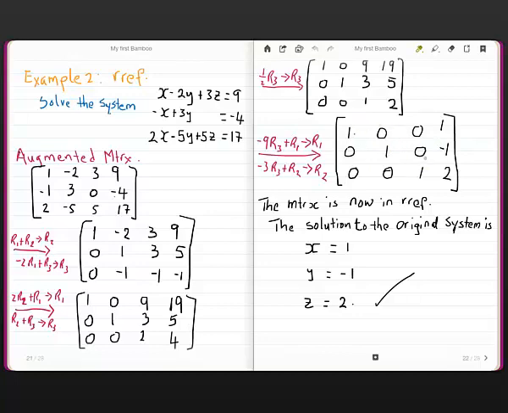rref, that is a reduced row echelon form, and we can read off the solution directly. X equals 1, Y equals negative 1, and Z equals 2. You would now see why from this position we would mostly reduce a system to an rref instead of an ref, because we would be able to read off the solution directly and there will be no need for a back substitution to be able to find the answers.